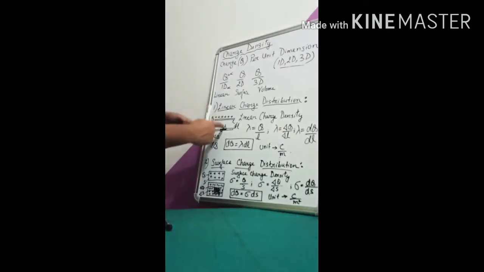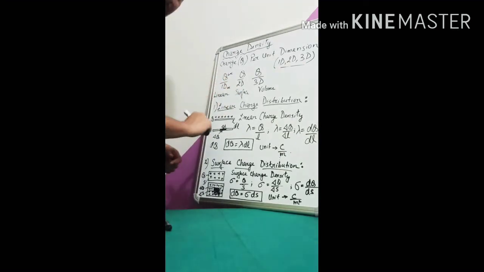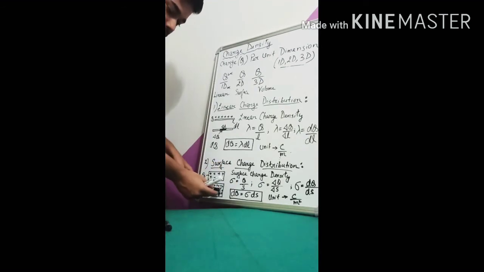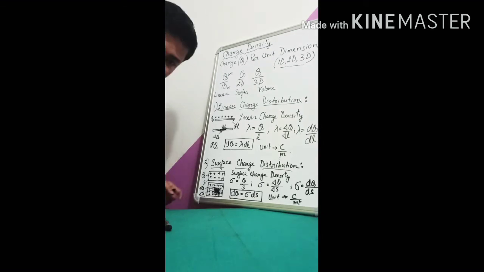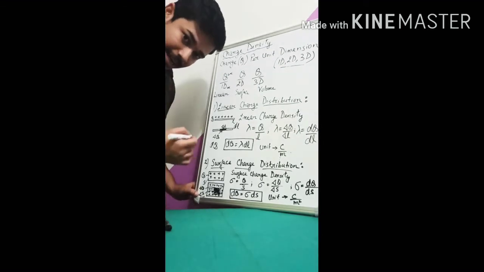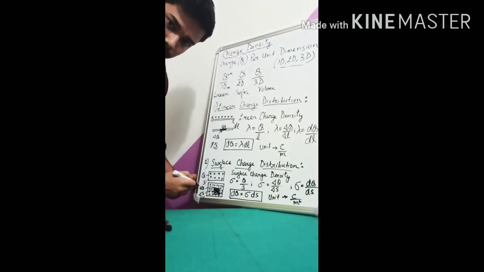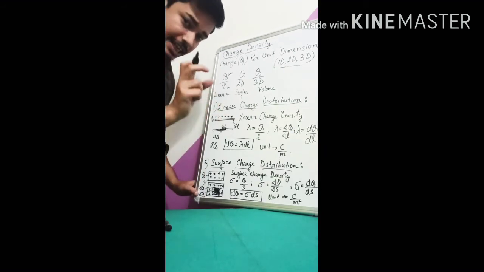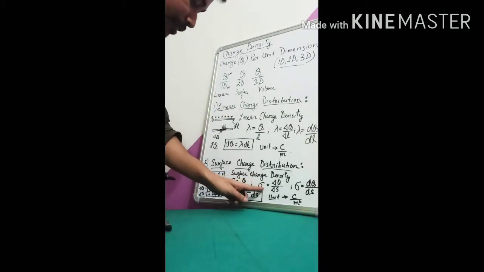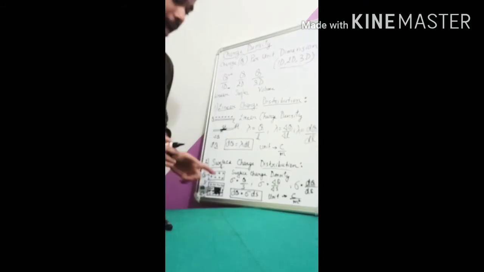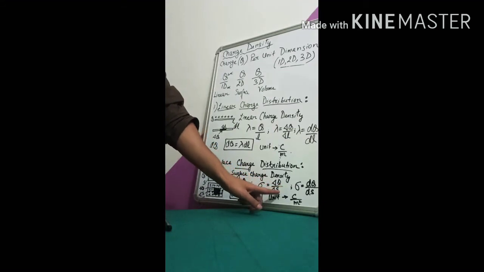Right. Similar to this case, where we considered a small length element delta L, for this surface we consider a small area element, and the area element we have considered here is delta S. For that area element delta S, we suppose the charge present in that area to be delta Q. Right? So what will be the surface charge density for this small area? For this small area element, it will be delta Q divided by delta S.